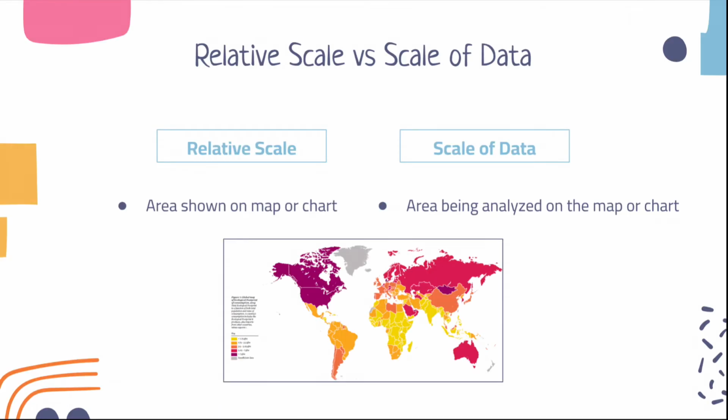There are two scales that are used to analyze maps and charts. First is the relative scale. The relative scale is the area being shown on the map or chart. The second type of scale is the scale of the data, which is the area being analyzed on the map or chart.